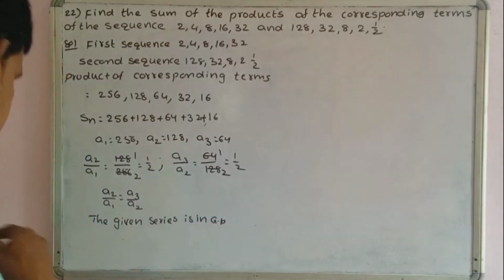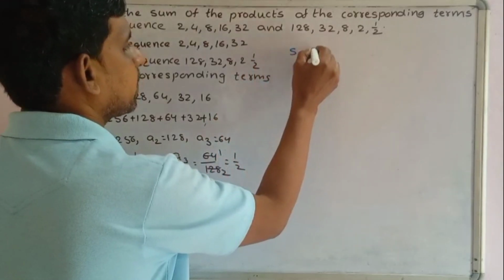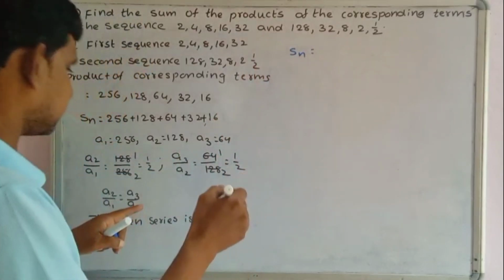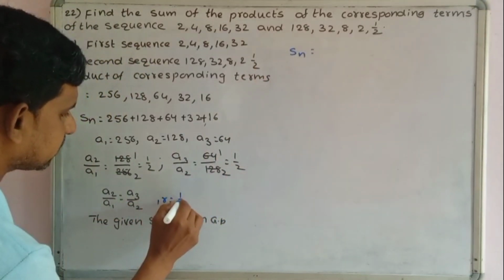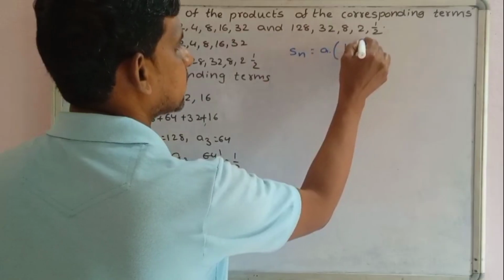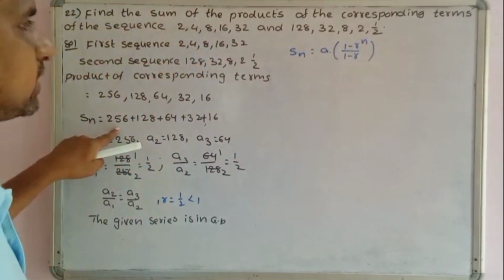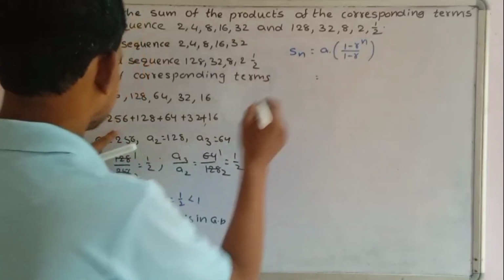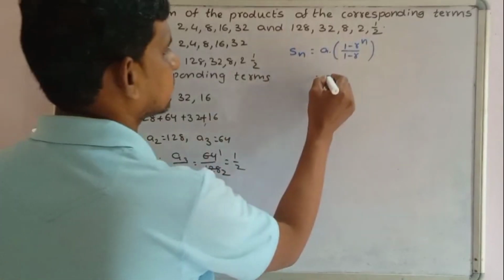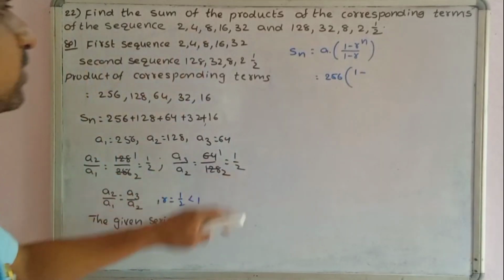Okay. So see the sum. What is the Sn formula? Sn equals, see here, what is the R here? R is 1 by 2, which is less than 1. So Sn equals A into 1 minus R power n by 1 minus R. Okay. So this is the Sn. That equals, what is the A value here? 256 into 1 minus R value, half.